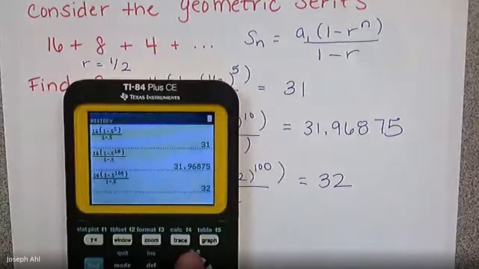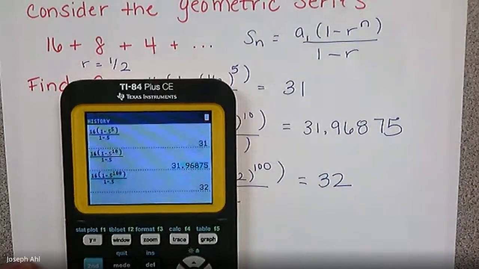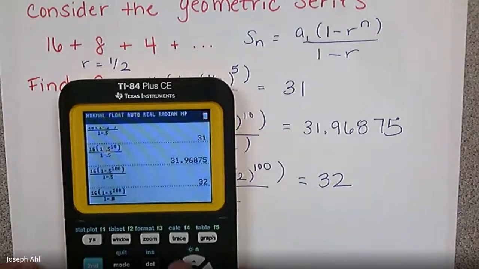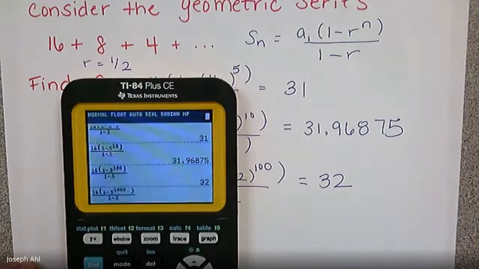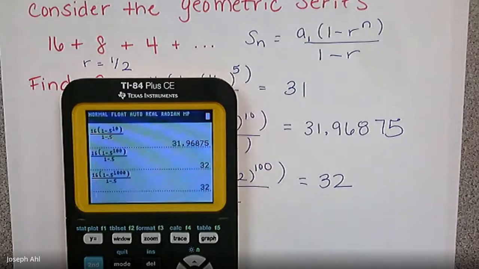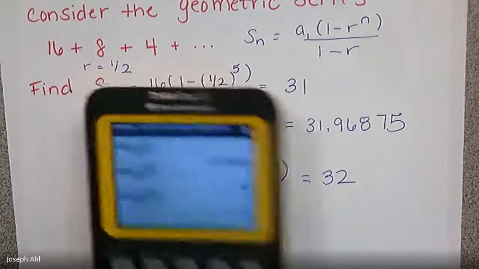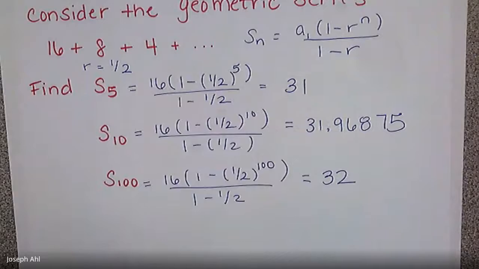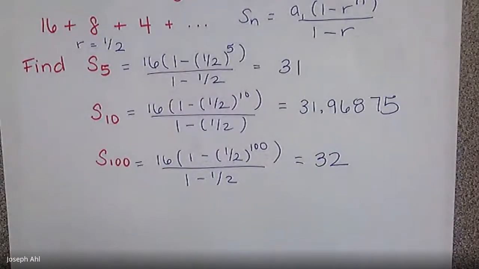And if you type in 1,000, you'll be maybe surprised or not so surprised, I'm not sure. If I type in 1,000, that's going to say 32 as well. You're adding on another 900 terms, from 100 to 1,000, and you're still getting 32. So is it exactly 32?